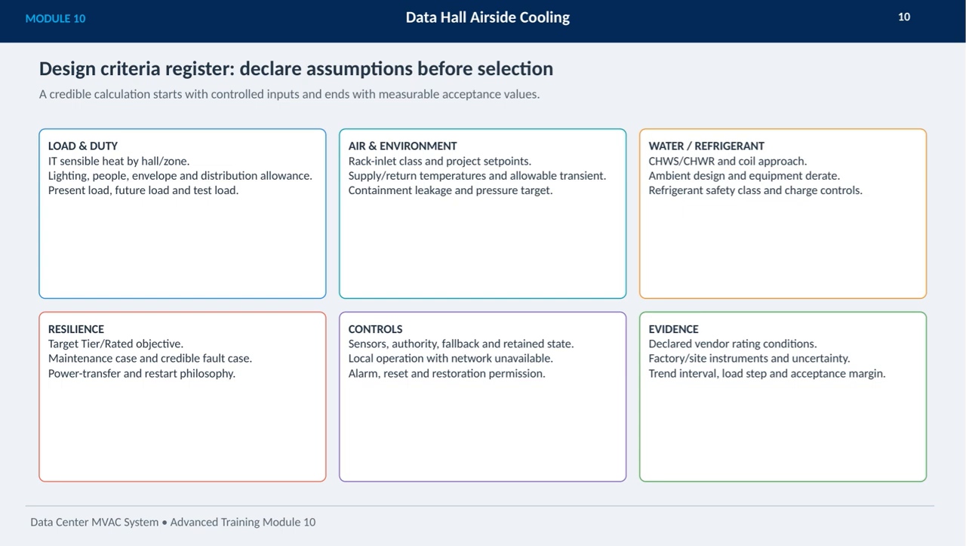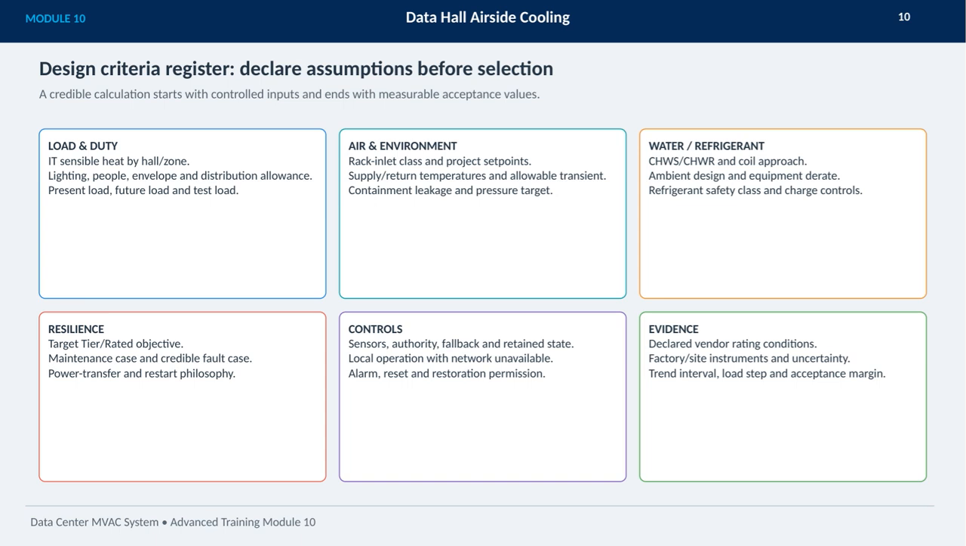For air and environment, we define rack inlet classes, project set points, supply and return temperatures, and allowable transients, along with containment leakage and pressure targets to maintain stability. Water and refrigerant considerations include chilled water supply and return temperatures, coil approaches, ambient design conditions, and equipment derating, alongside refrigerant safety classifications and charge controls. Resilience focuses on the target tier level or rated objective, plus maintenance and fault cases, power transfer strategies, and restart philosophy to ensure continuous operation.